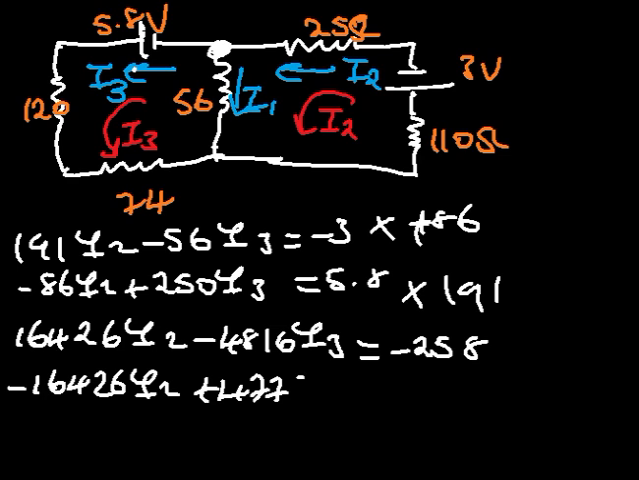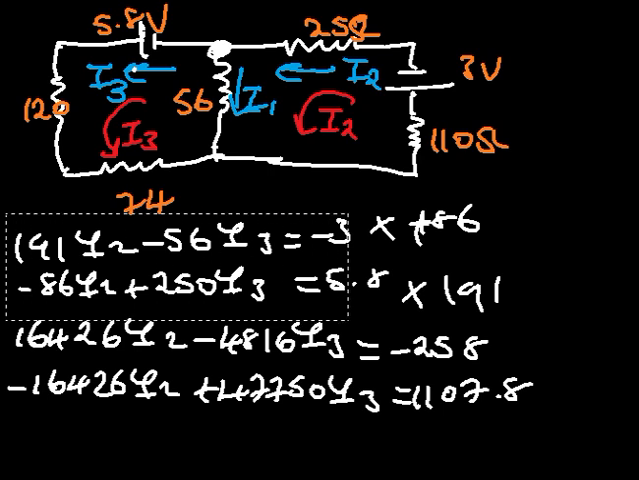7 should be 50 I3, which is equal to, so now 121 times 5.8, that is 1107.8. So keep that in mind.